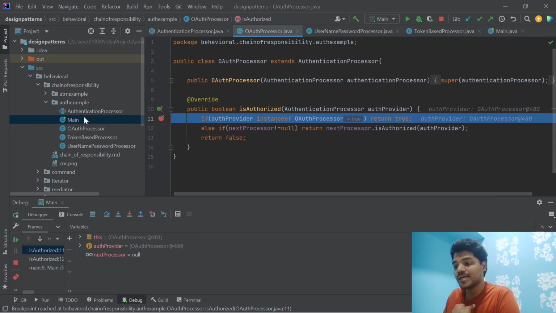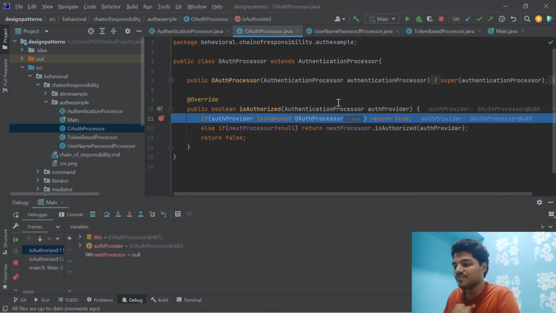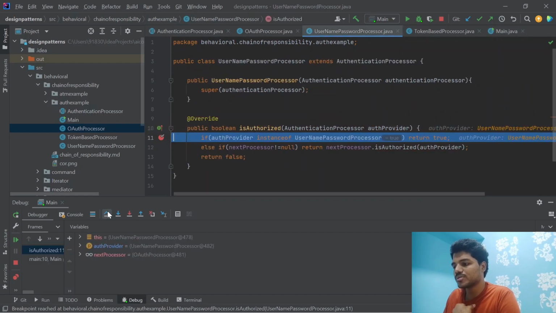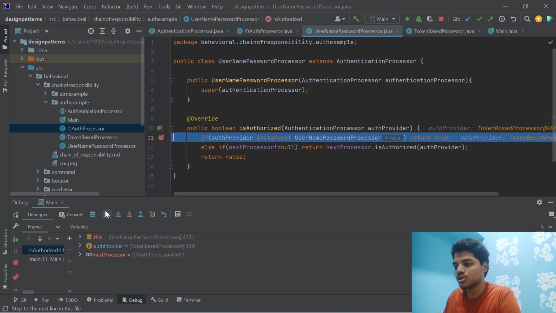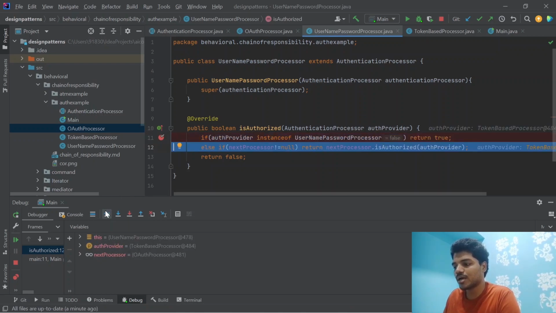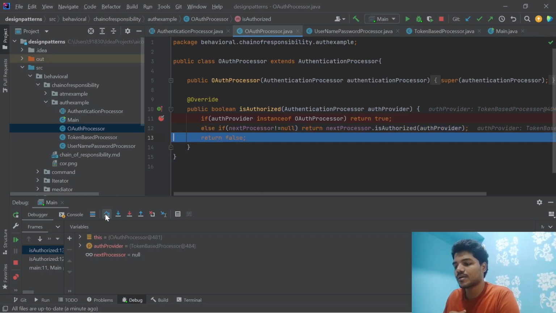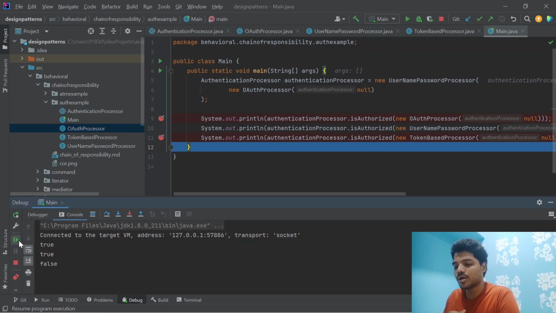In the next, as in the main, OAuth is there. That's why it went to OAuth. Now it is checking, instance returned true. So we are returning, and the job is done. Similarly for username password, the job is done. Here for the token based processor, it is not an instance of username, so I'm handing over to OAuth. Here also it is not OAuth, so I'm handing to the next processor. Here the next processor is null. That's why it will fail. It will return false. So that's why the output will look like true, true, false.